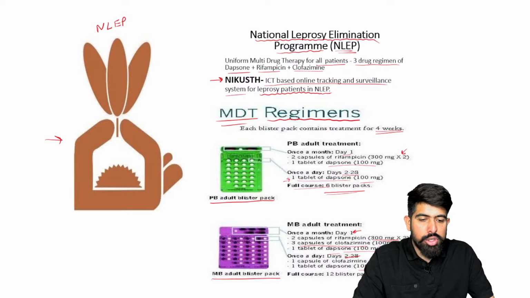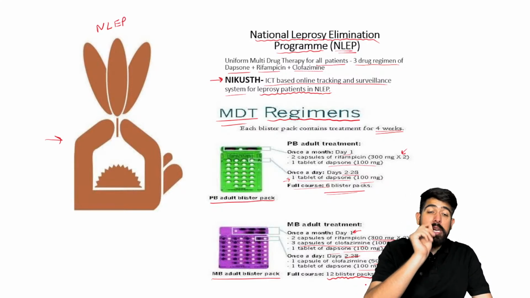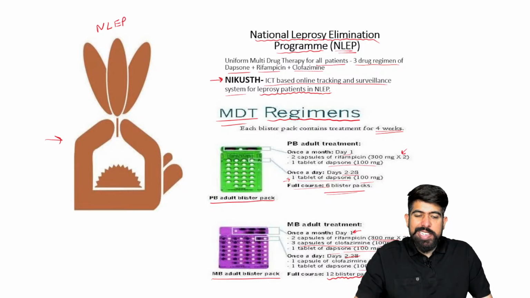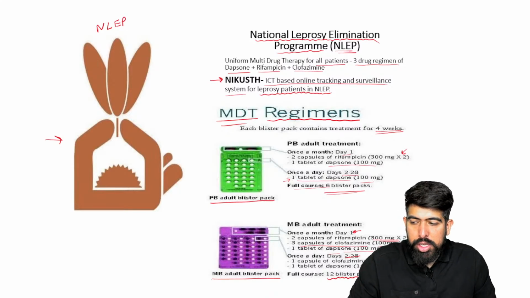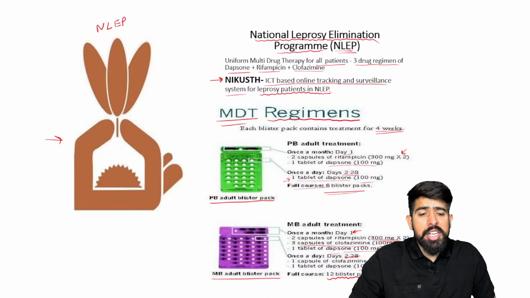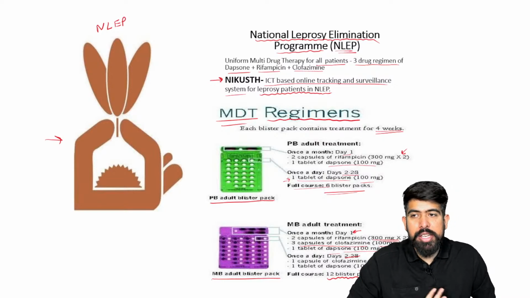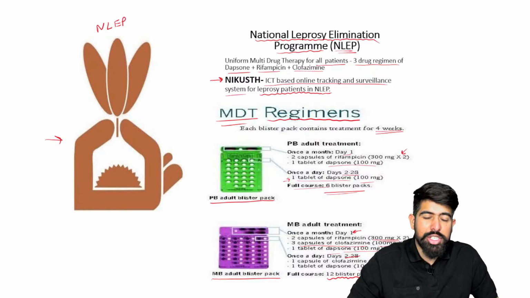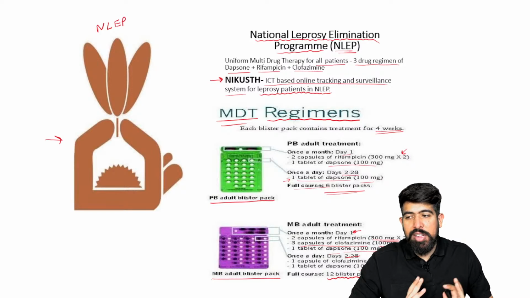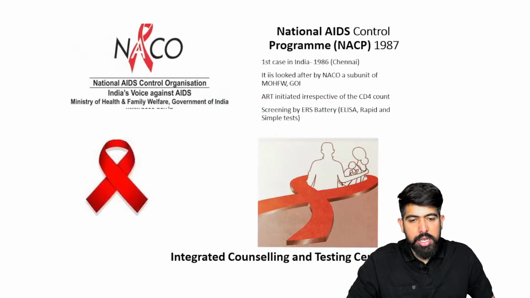100 mg dapsone should be given, and the full course should be 12 blister packs in multibacillary. In paucibacillary, 6 blisters. In paucibacillary, we are not using clofazimine. In multibacillary we are using clofazimine also, right? Comparing the duration, in paucibacillary it is 6 months. In multibacillary we are using 12 blisters, meaning 12 months, right? Each blister pack covers 4 weeks.